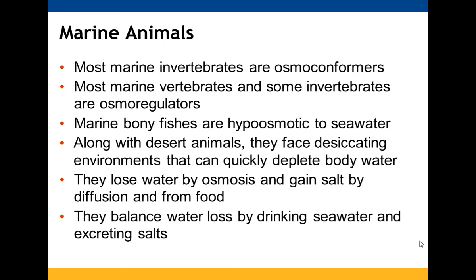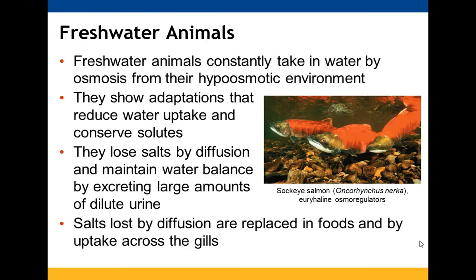Your marine animals, as we talked about, the marine invertebrates are osmoconformers. The marine vertebrates, and there are some invertebrates, are going to be osmoregulators. Marine bony fishes are actually hypoosmotic to seawater, and they, along with desert animals, will lose their water greatly as a result. They also gain salt either through diffusion or from their food. So, how do they make this work? They drink lots of seawater and they excrete salts to keep things in balance.